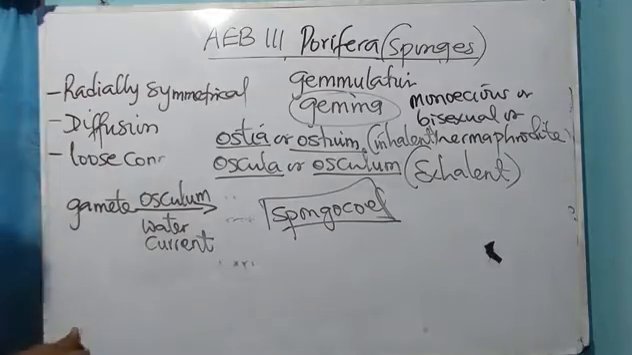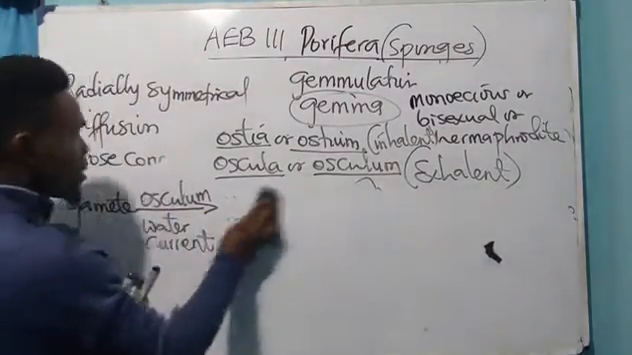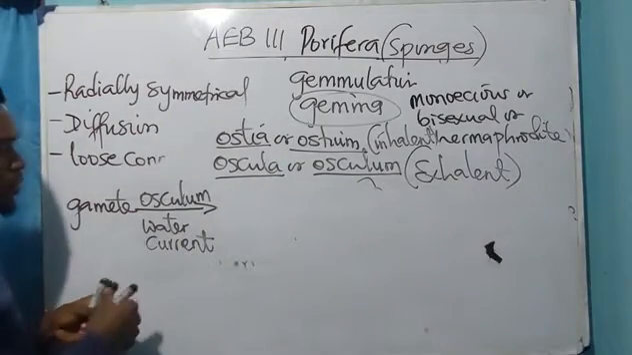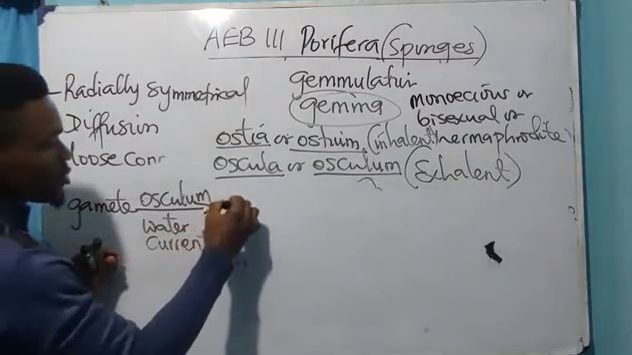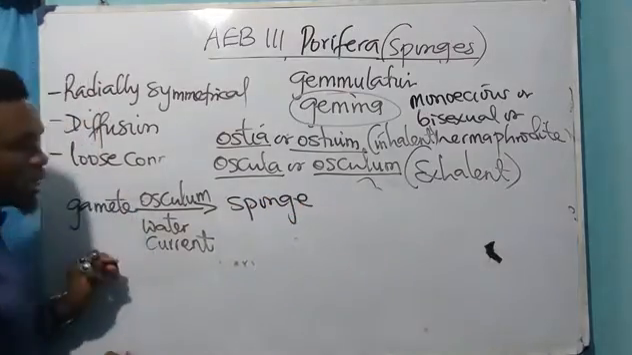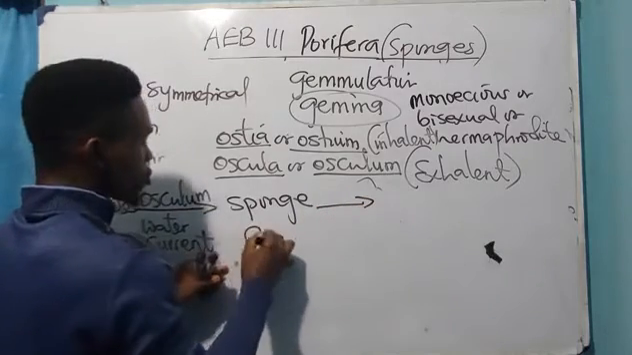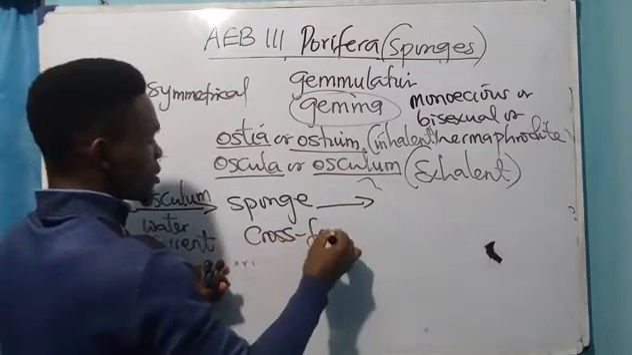So, good. I will explain something here. As soon as the gamete is passed through the osculum, it enters into another sponge. Which means that there is cross fertilization.